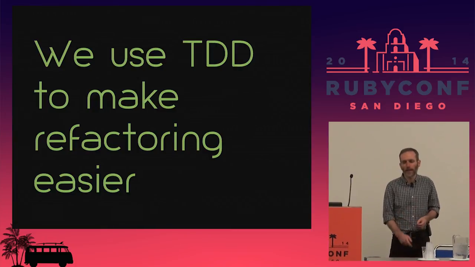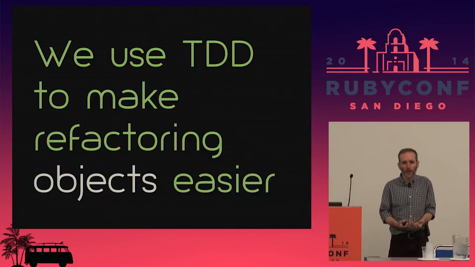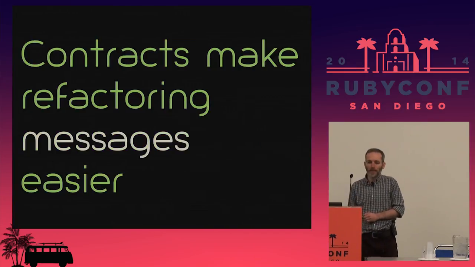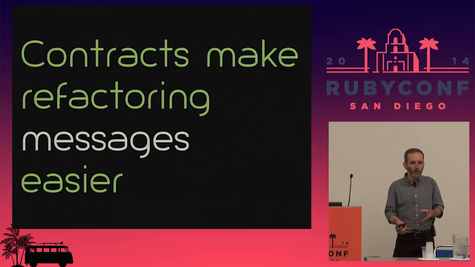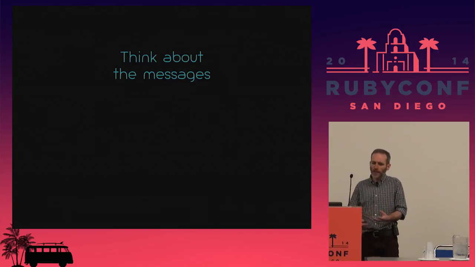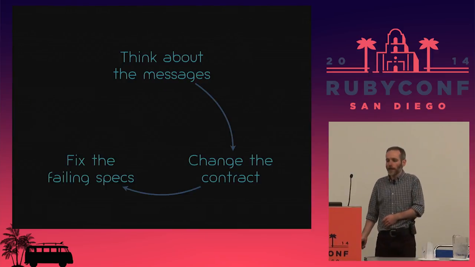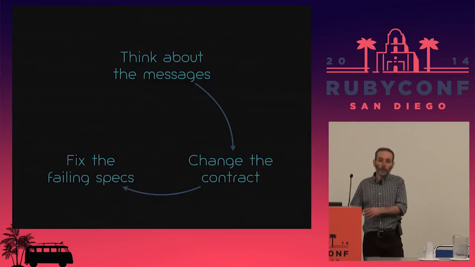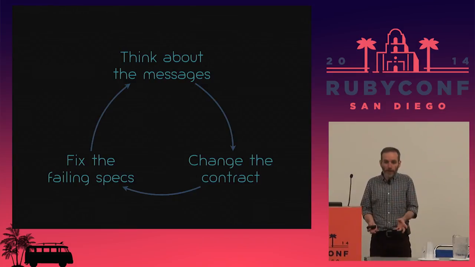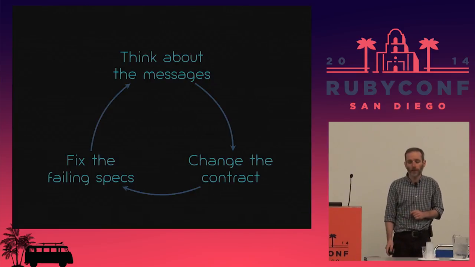And in fact, more specifically, I think we use TDD to make refactoring of objects easier. So we can go in and say, I'm going to change the way this object works. But by adding contracts into the mix, I think we make refactoring of messages easier as well. So when we get our object working the way we want, we can think about the way these objects interact. So we can think about the messages between the different objects. And then if necessary, we can go and change the contract. We can say, the way these two things talk is not the way that I expect. And this will generate a load of failing tests. Well, it will if you break something anyway. And then we can go and just fix those things. And then we can be in a nice working situation again and start the process again and think about the messages some more.